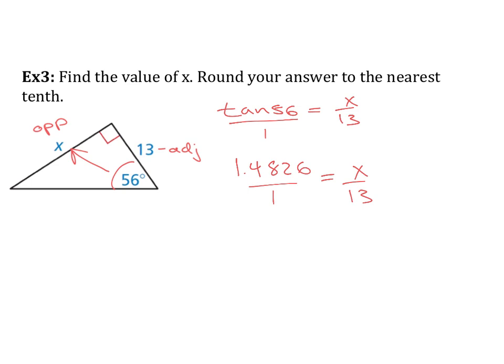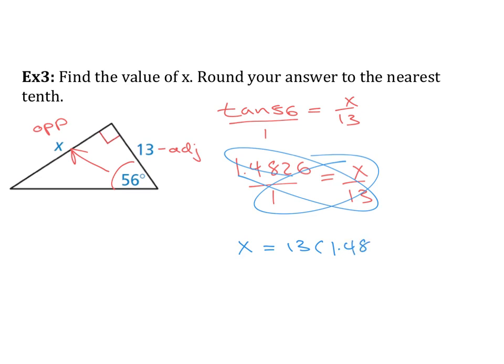We're going to go ahead and solve this the same way we solved the last two. We're going to go ahead and cross multiply. This time when we cross multiply, though, we actually are done because we get x is equal to 13 times 1.4826. And if you approximate that to the nearest tenth, then we get x is approximately 19.3.